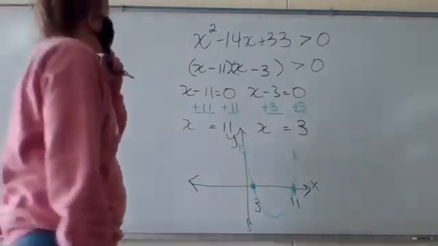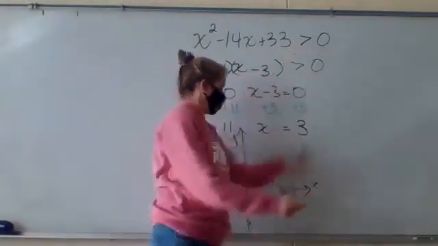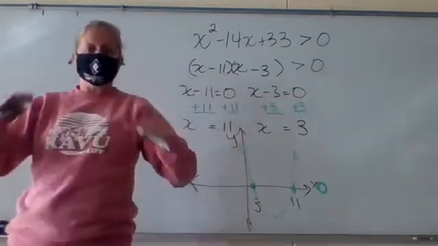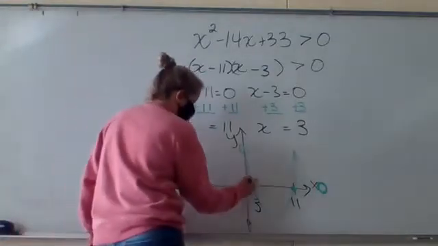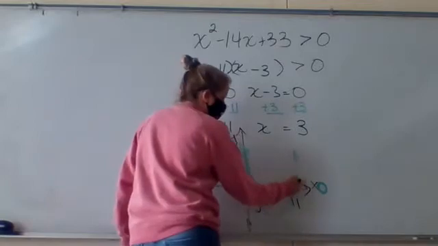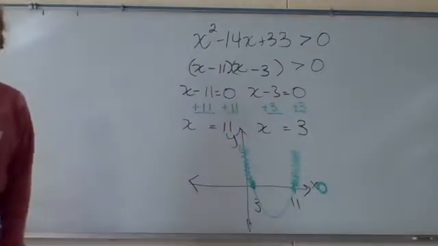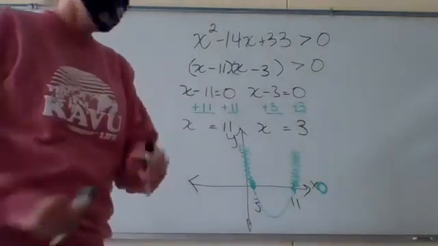This time it wants to know, where is the graph greater than 0? Well, if there's your 0, where is it greater than? It's going to be above the x-axis. So this time I'm talking this interval and this interval is where it is above 0. So I'm talking 2 separate intervals here.